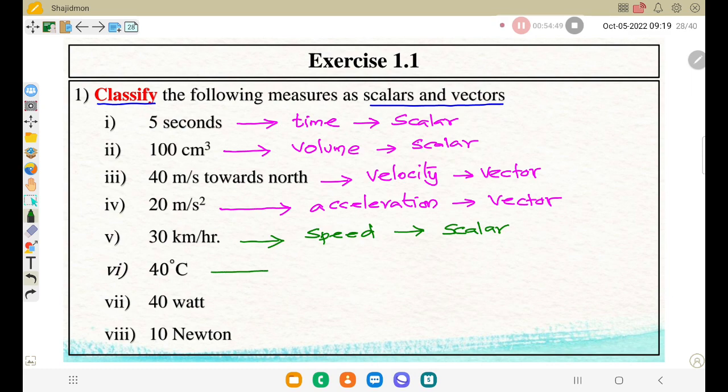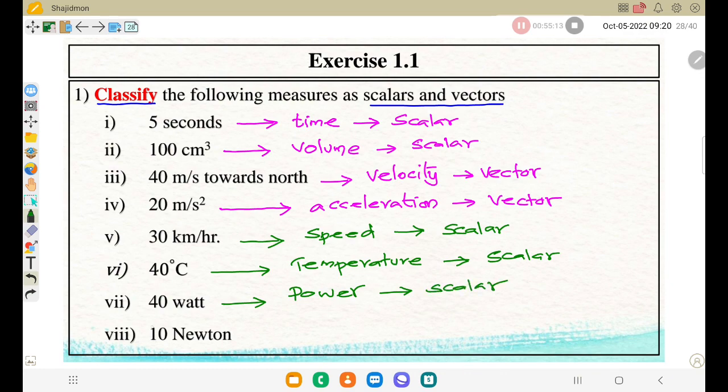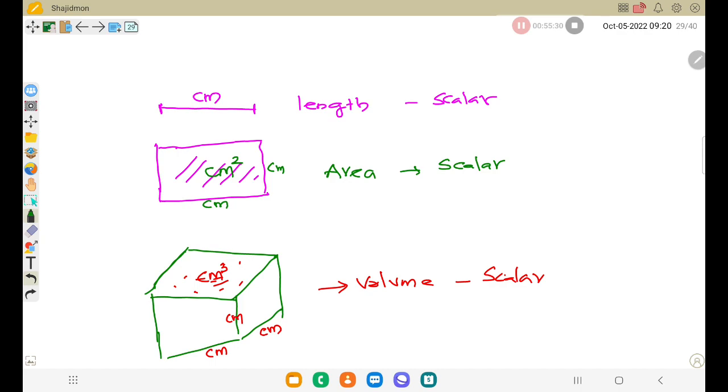Now 40 degrees Celsius. Degree Celsius means temperature, and temperature is a scalar quantity. 40 watt: watt is the unit of power. One electric bulb, how much watt? 40 watt. So 40 watt is a power unit, and power is a scalar quantity. Now 10 Newton. Newton is the unit of force, correct? Force is a vector quantity. So these are the classifications of these examples, which quantities are vectors and which are scalars. Now we will go to the second question.